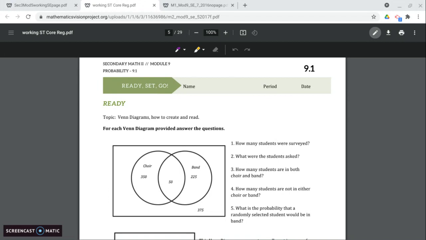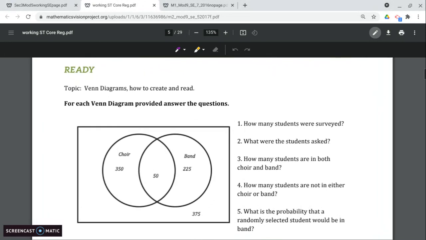So how many students were surveyed? We want to find the total number of students surveyed. We have the 350 for the choir, the 225 for the band, the 375 that are outside of that. So we're adding all of these values together, plus that 50 in the middle, because that's a separate 50 from either of the two numbers on the outside. We add that all up, and we end up with 1,000 students surveyed.